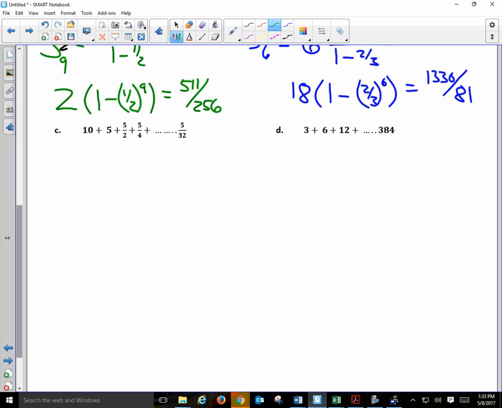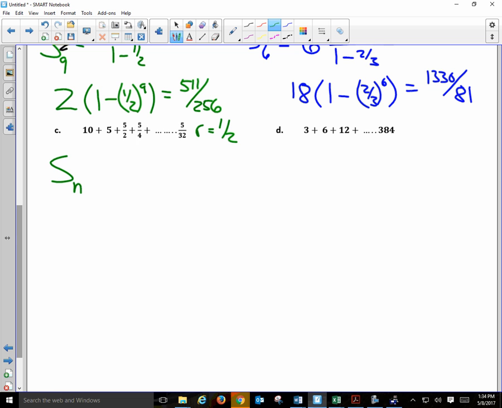Okay, here we go. I will do one more together. What's different about letter C? Okay, we have to find the ratio. What's the ratio? Divided by 2 or multiplied by a half. Good. So if I'm multiplying by a half, I also need to know the term number. How many terms do I have? We don't know, do we?